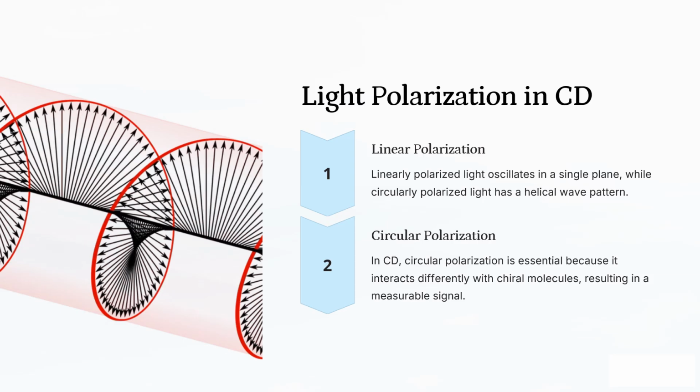So something like that. Now, CD spectroscopy measures the difference in absorption between left and right circular polarization. And it is because in CD, the circular polarization is essential, as it interacts differently with chiral molecules, and then it gives us a measurable signal.